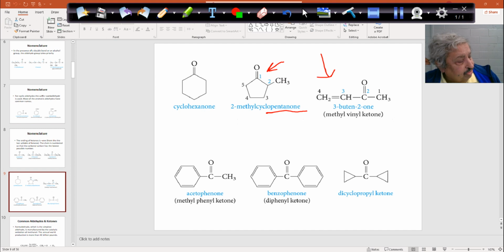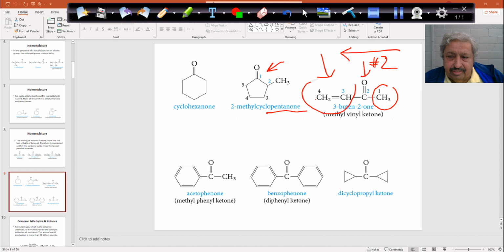So how do we name it? We name it the same way you name the alkanes. This is 1, 2, 3, 4. Minimize the number of the carbonyl carbon. From left to right, the carbonyl group is number 2. If you go from right to left, this will be 3. So the 2 will win, so it has to be numbered from right to left. This is a ketone because this is R and this is R, 2 R groups.